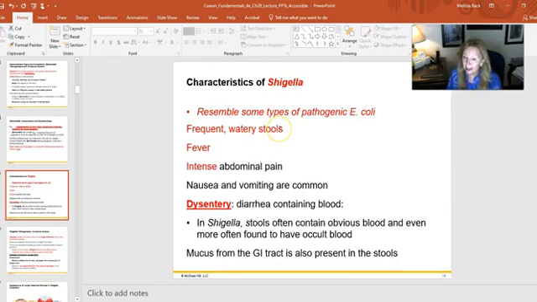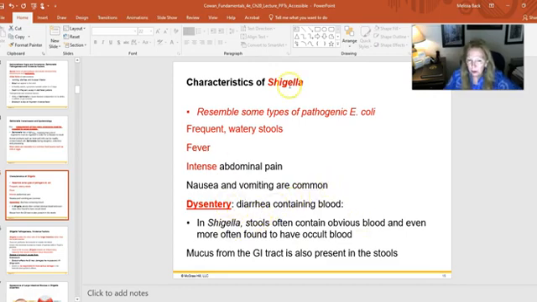disease. Shigella is another genus of bacterium, causing shigellosis. That's the name of the disease, shigellosis, just like Salmonella is a bacterium that causes salmonellosis. That is the disease. This can resemble some of the pathogenic Escherichia coli, E. coli. Frequent watery stools, fever. This usually has intense abdominal pain. Again, the culture is going to end up helping to diagnose this as well as some serology testing.